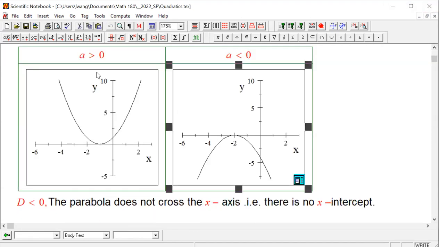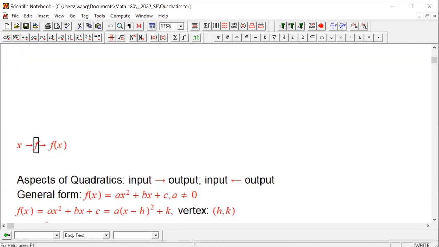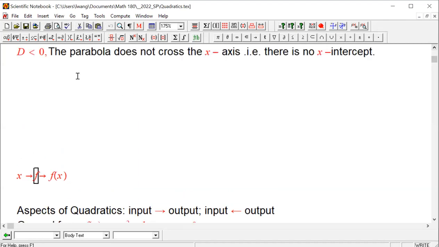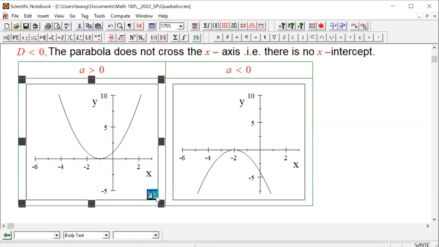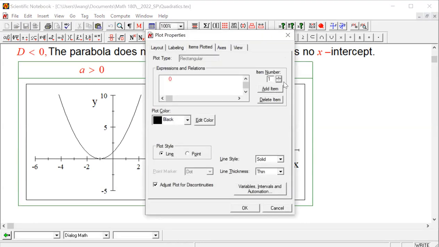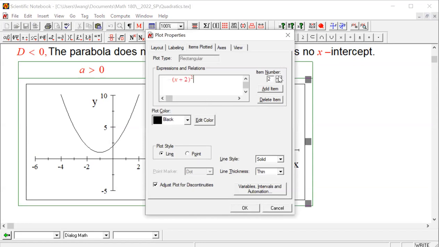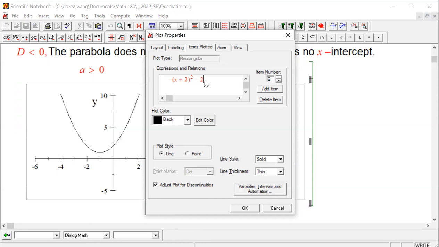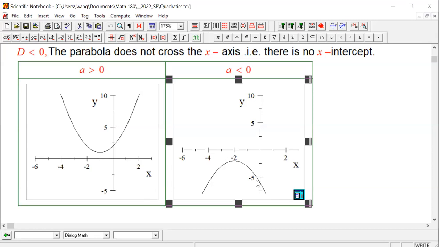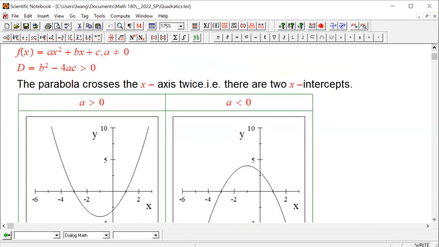So I'm going to give you some of those cases. One case is above the x-axis. It could also be below, so it opens down but never touches the x-axis. So these are the three cases we could encounter according to the discriminant.